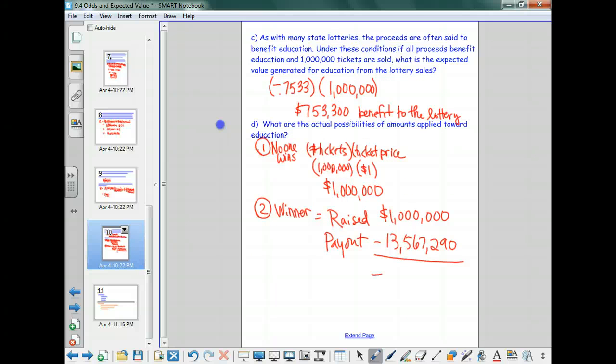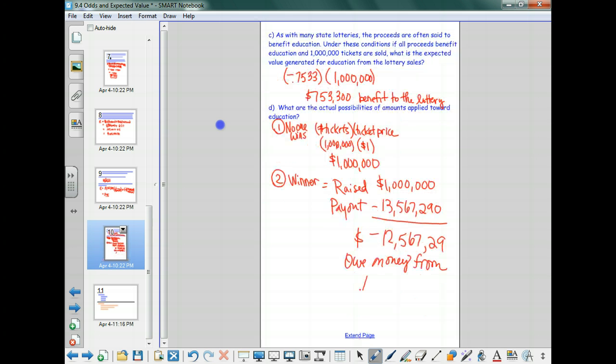So if we do this, what do we get? Negative what? 12,567,290. So we owe money from the lottery. Oh yeah, that sounds good. Let's increase the taxes. That'll help the situation, won't it?